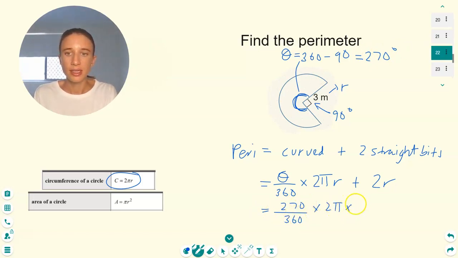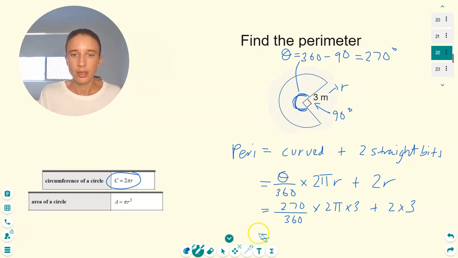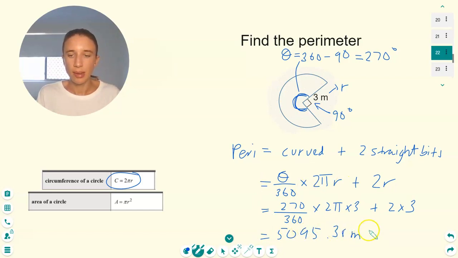Times 2 pi times 3 plus 2 times 3, which is the radius, good, into our calculator. Times 2 pi times 3 plus 2 times 3. 5,095.38, and we substituted in meters, so we should get out meters. So that's how to find the perimeter of a sector.